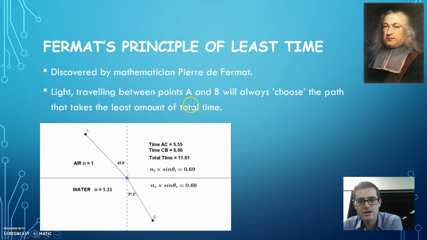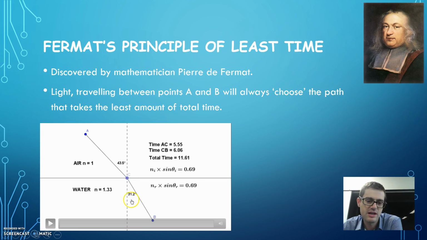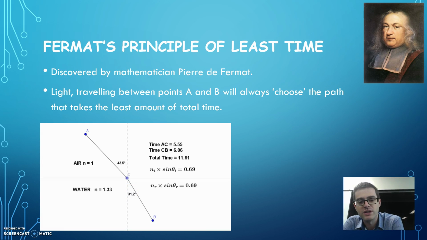Okay, so I've taken this and I've added some extra stuff into there. I've measured two angles here, the angle of incidence here, 43.5 degrees, and the angle of refraction here, 31.2 degrees. So you can see this light is bending inwards, which we'd expect because it's going from a lower refractive index to a higher one. And we know that when that happens, light gets refracted inwards.